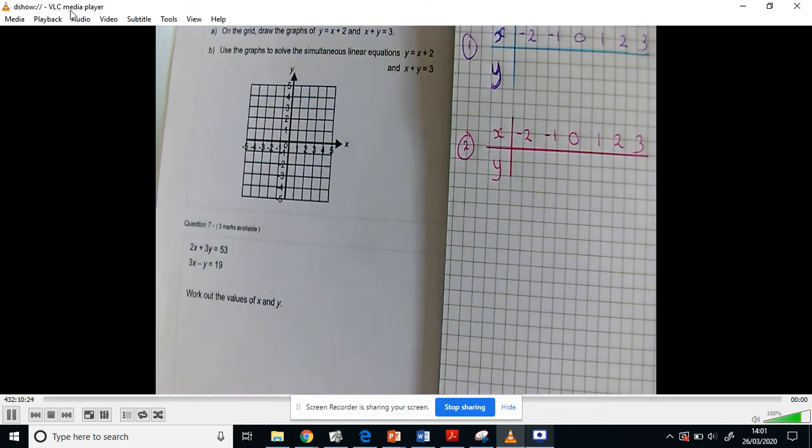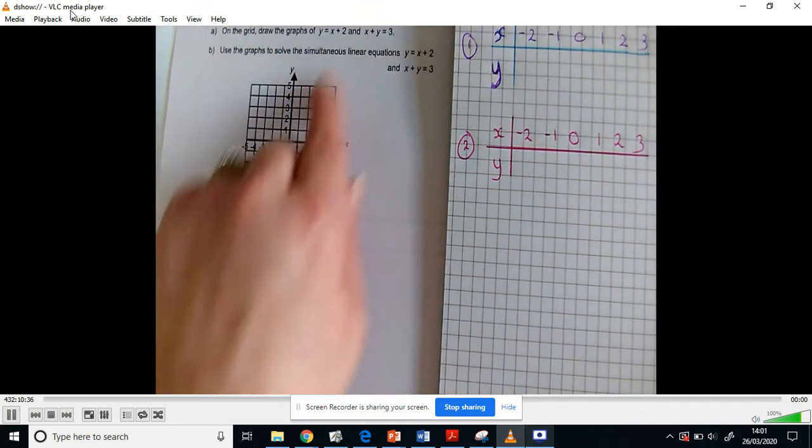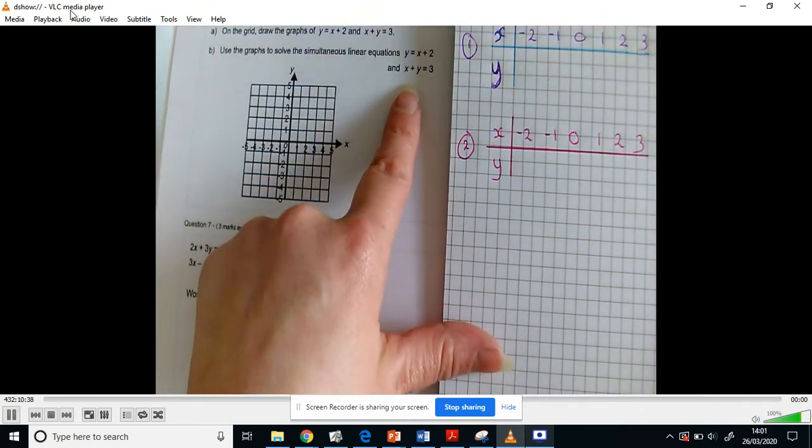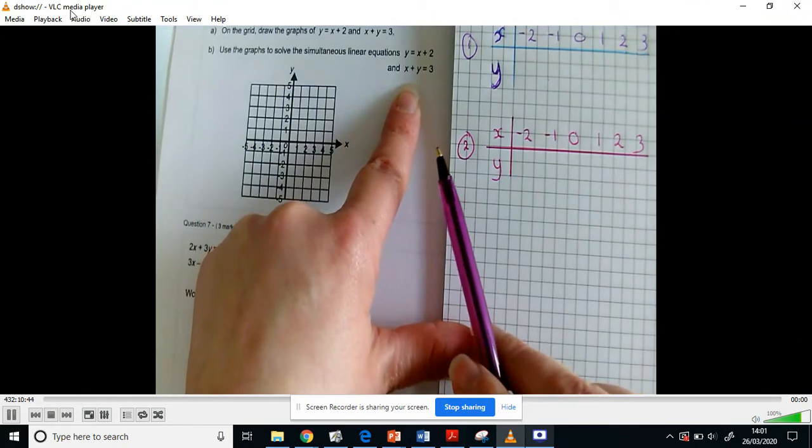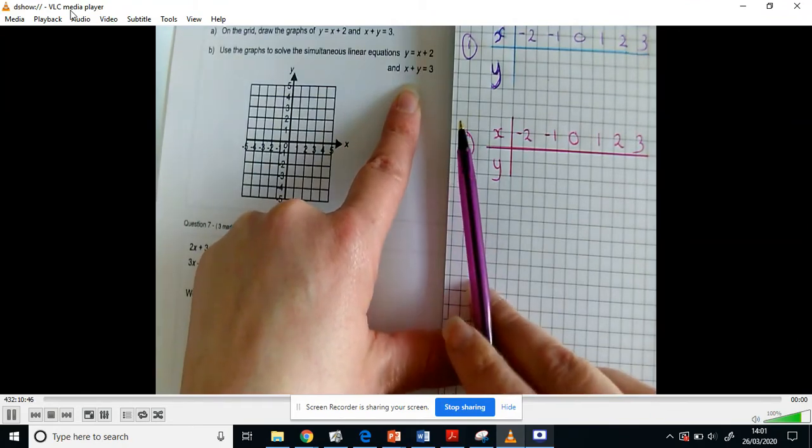Okay, so this is question 5, which some of you have got stuck on today. So I thought we'd go through it and see if I can show you how I would approach this problem. So it's given you two equations here. So the first thing you want to do is draw a table up so we can look at some of those values so that we can plot those lines in.